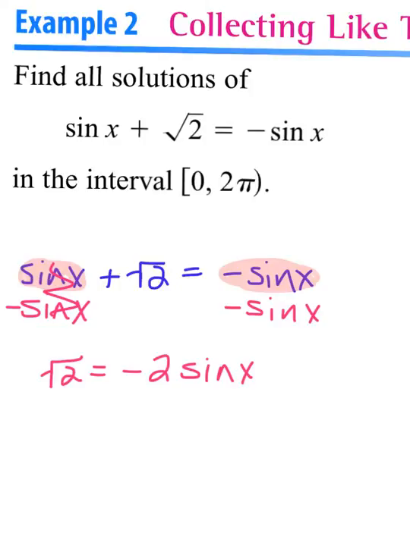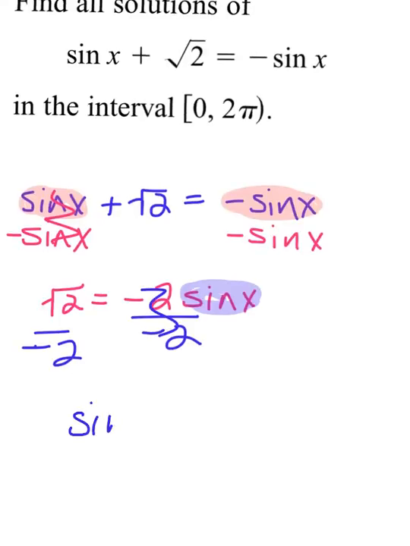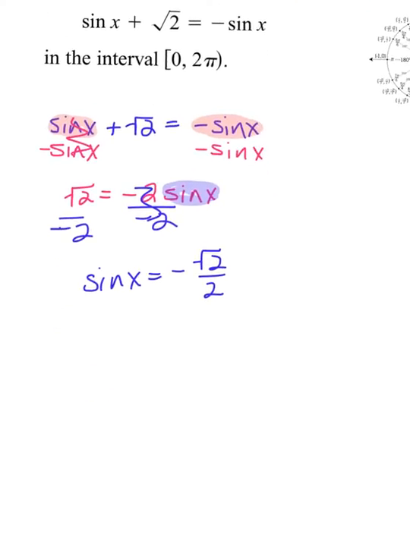So now, how do I get sine of x all by itself? Divide by negative 2. So I have sine x equals negative root 2 over 2. All right. What does that mean? How do I find out what x equals? I go to the unit circle and I look for y values. On the unit circle, what y values are negative root 2 over 2?